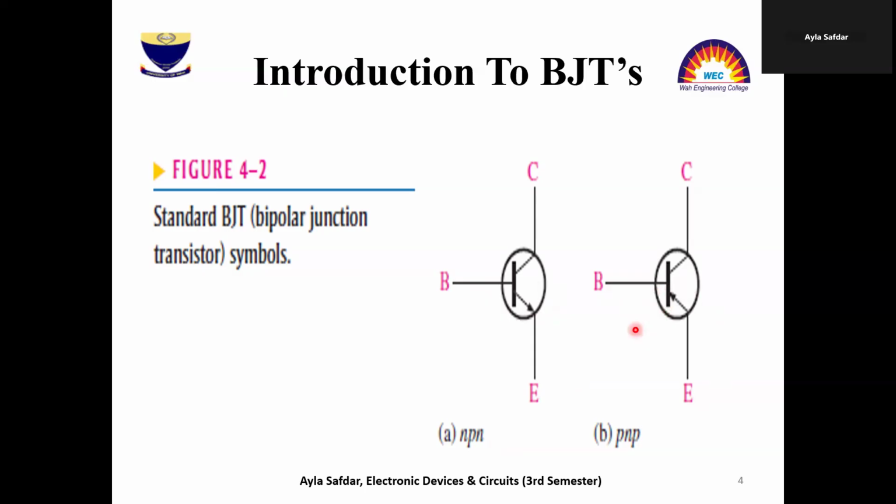So basically, in any circuit, if there is a symbol like this with an arrow from base to emitter, you can know that it is an NPN transistor. Otherwise, it will be a PNP transistor.